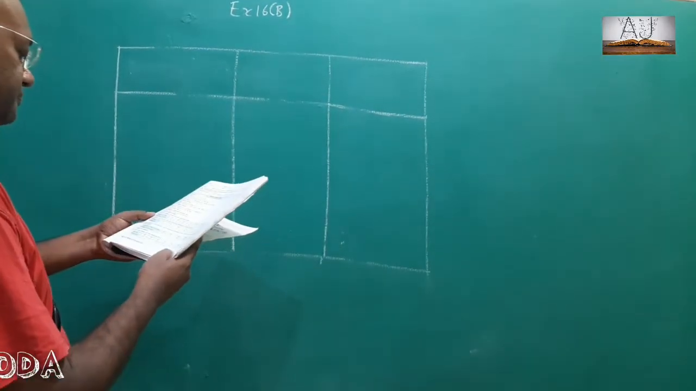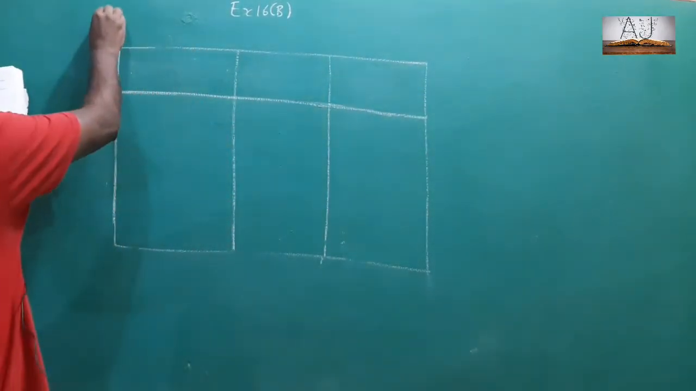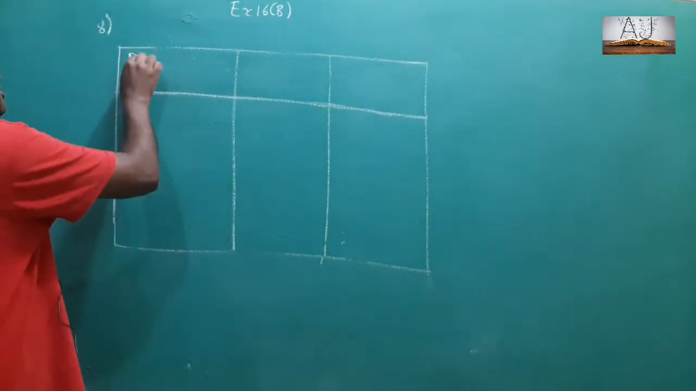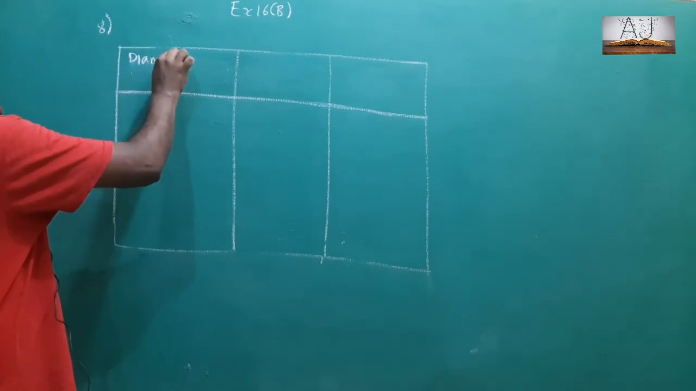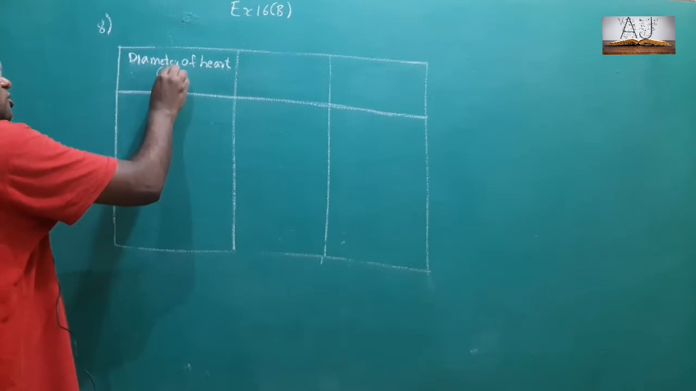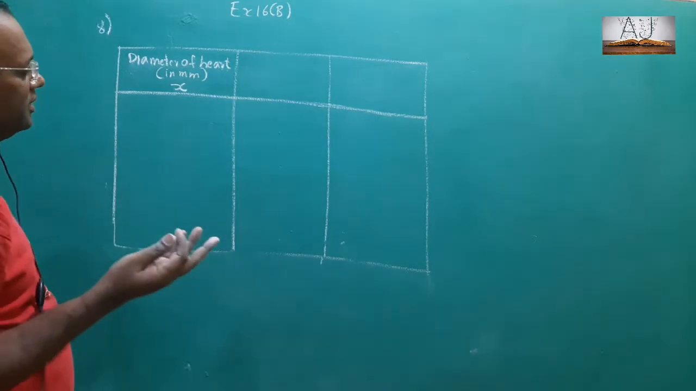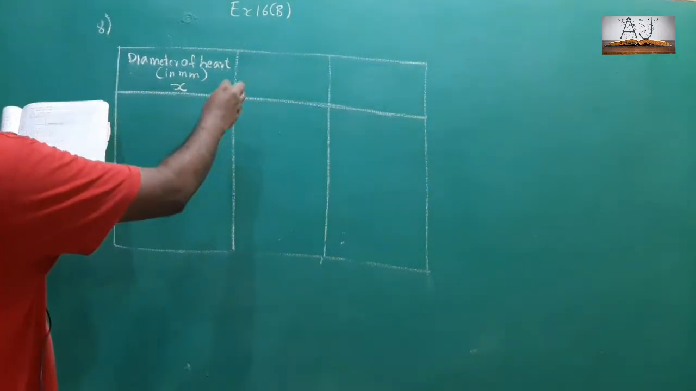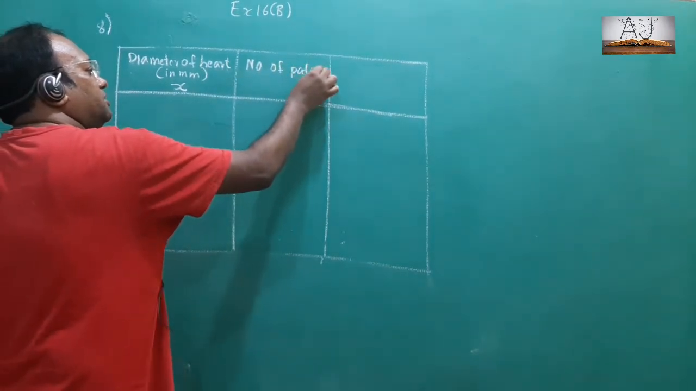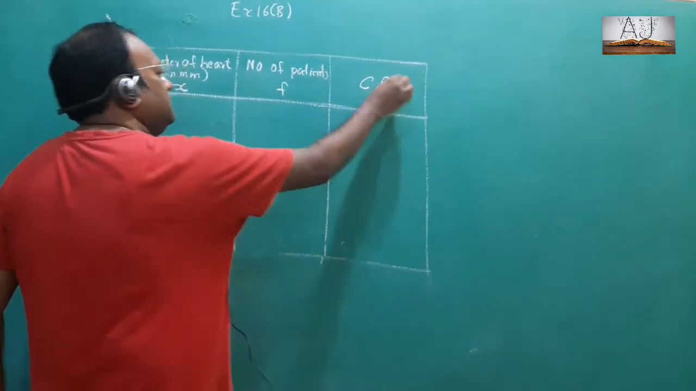Question number 8. In question number 8 of the exercise, the diameter of the heart in millimeter is given. So let us write here, diameter of heart, in mm. This is xi, or you can write x also, doesn't matter. In the case of median, you can write just x. And the second is number of patients. So this is frequency, f. Then, for finding the median, we need CF as well.